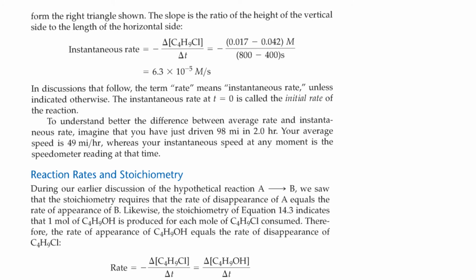Reaction rates and stoichiometry. During our earlier discussion of the hypothetical reaction A goes to B, we saw that the stoichiometry requires the rate of disappearance of A to equal the rate of appearance of B. Likewise, the stoichiometry of equation 14.3 indicates that 1 mole of butyl alcohol is produced for each mole of butyl chloride consumed. Therefore, the rate of appearance of butyl alcohol equals the rate of disappearance of butyl chloride. The rate is the negative change in butyl chloride over time, which equals the change of butyl alcohol over time.